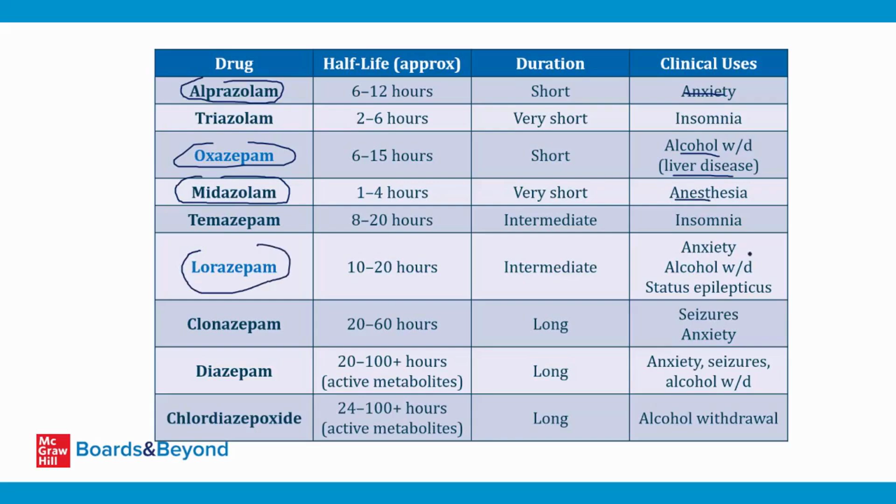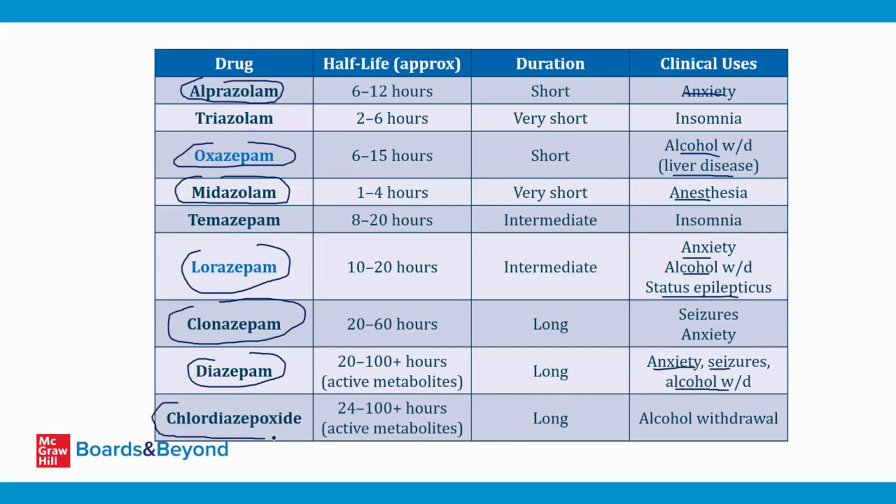Lorazepam is a drug that can be used for anxiety or alcohol withdrawal, but it's also the drug of choice in treating status epilepticus, which I talk about in the seizure video. Clonazepam is another benzo given for seizures and also anxiety. Diazepam is a long-acting benzodiazepine, and so that makes it very good for treating alcohol withdrawal. When patients are having withdrawal symptoms, you'd like to give them a long-acting drug that they can take once a day or less frequently that will provide relief from withdrawal symptoms over a long period of time. You can also use diazepam for anxiety and seizures.